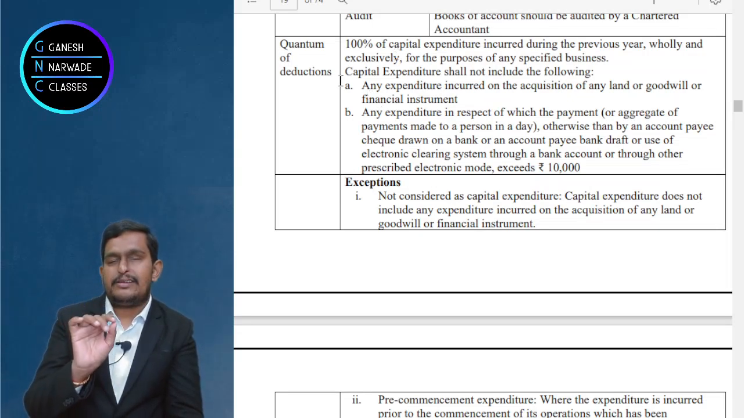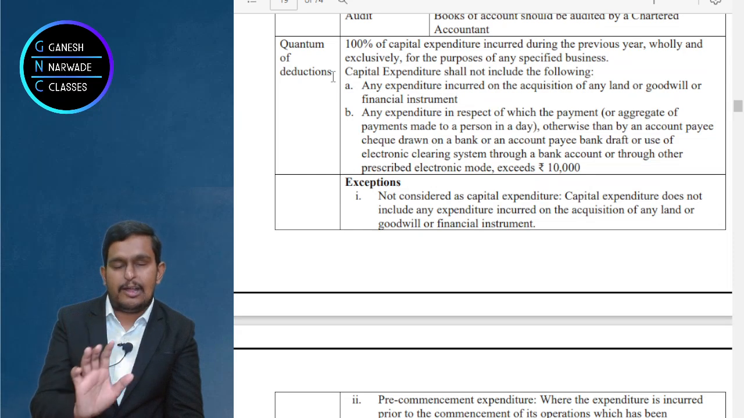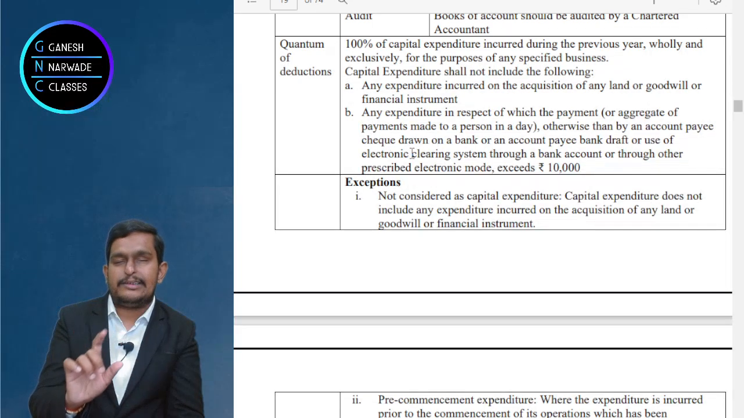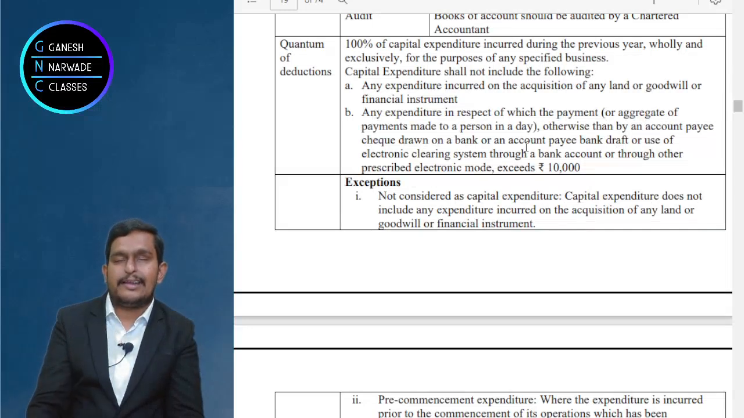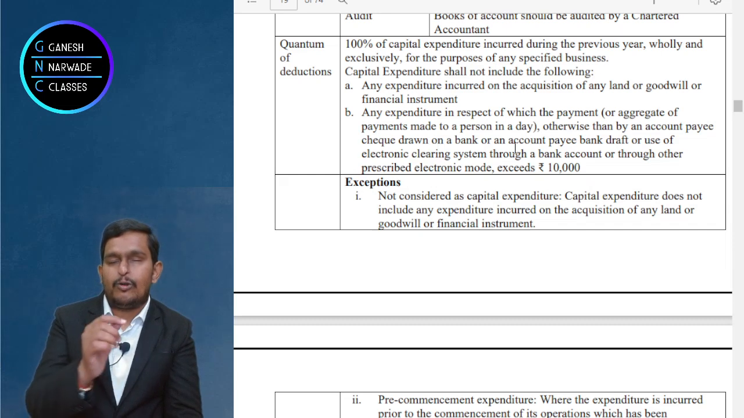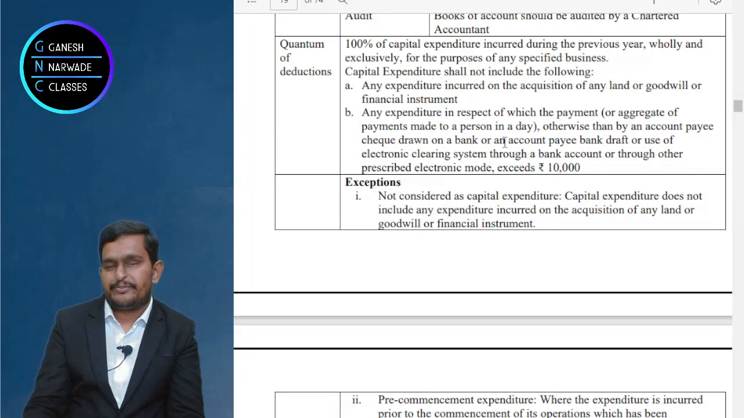So cash payment is allowed only if less than 10,000. If cash payment is more than 10,000 at a time, it is not allowed. On that part which you paid in cash, you will not get deduction under 35 AD. So how should we make payment? Through account payee cheque, demand draft or any electronic mode. Not at all cash. Okay.